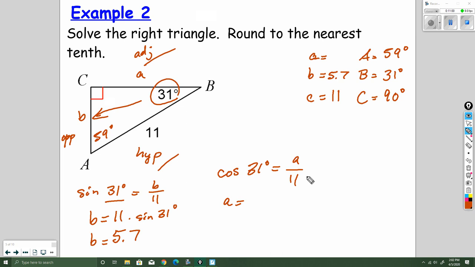And to solve for a, we do the same thing. Multiply by 11 on both sides, and we get 11 times cosine of 31 degrees. So for a, we get 9.4.